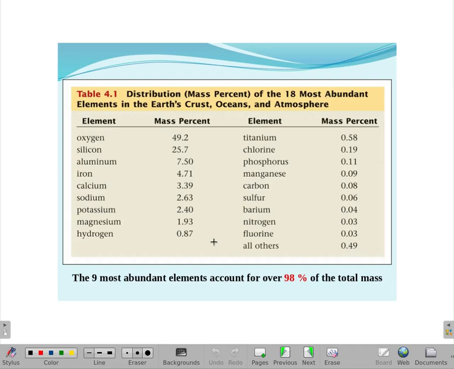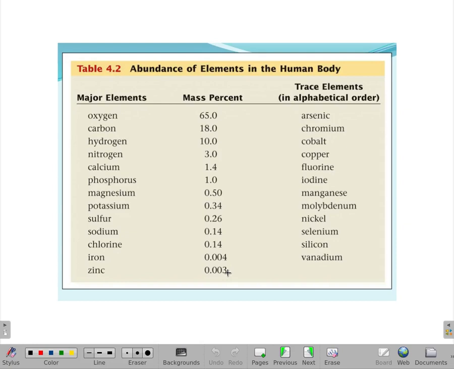Now, our body's slightly different. We actually have hydrogen moving up quite a bit. And that has a lot to do with the water that's in us, and every single compound in your body has hydrogens on it, and typically a lot of hydrogens. So our first 3 are actually oxygen, carbon, and hydrogen, and they make up significantly more.